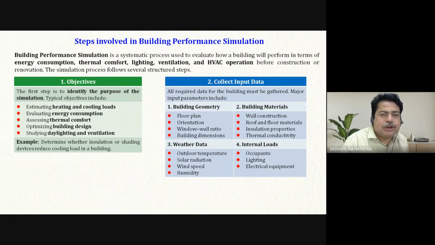What are the steps involved in building performance simulation? First is the objective: what we are going to do. Identify the purpose of the simulation. Estimate the heating and cooling load. Evaluate the energy consumption. Assess the thermal comfort. Optimize building design. Study the daylighting and ventilation.